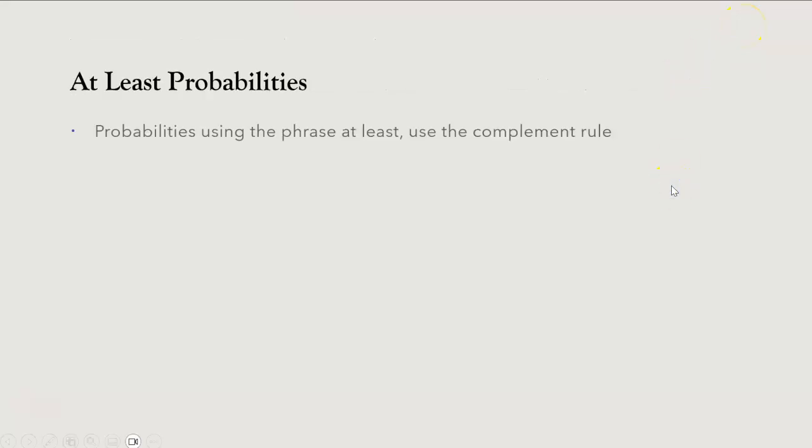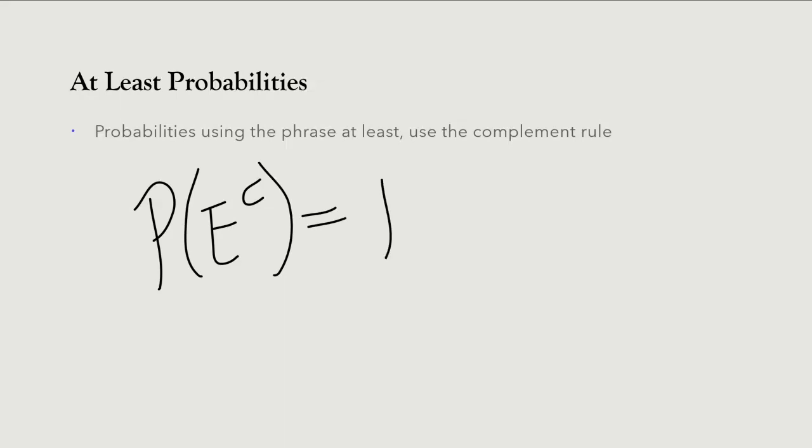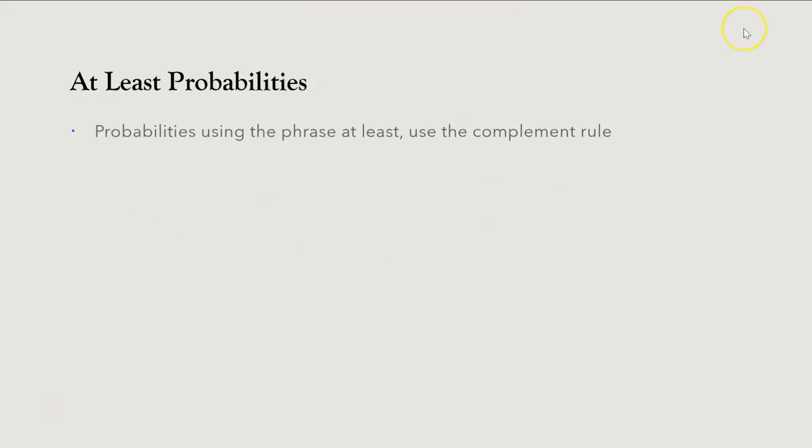Oh, before we go to the next example, there's another type of probability dealing with "at least" probabilities. If you want to take the probability of something that uses the phrase "at least," then you use the complement rule. Let's recall the complement rule: the probability of E complement is equal to 1 minus the probability of E. So you're just going to do 1 minus the probability of that thing happening, and you'll use that whenever you're taking the probability of at least something happening. Now let's jump into the next example.